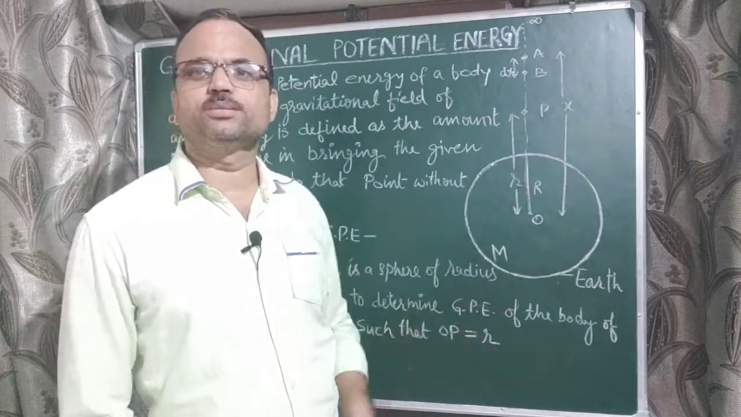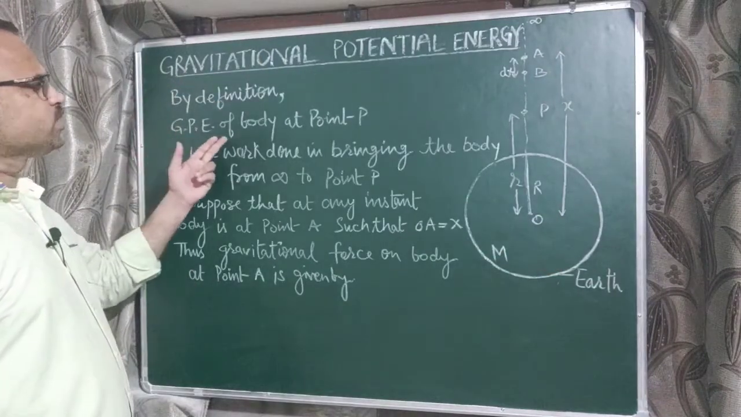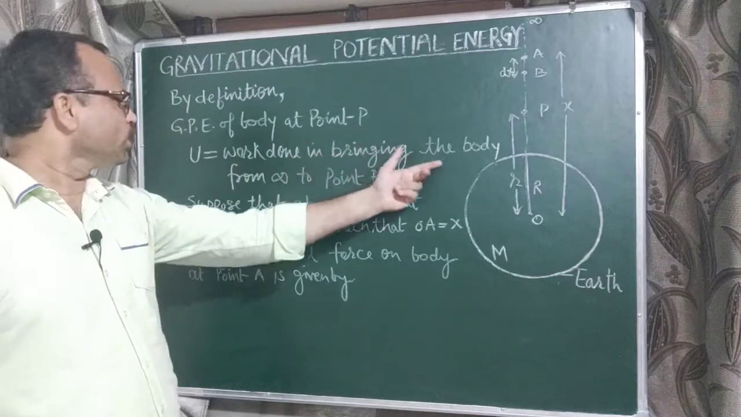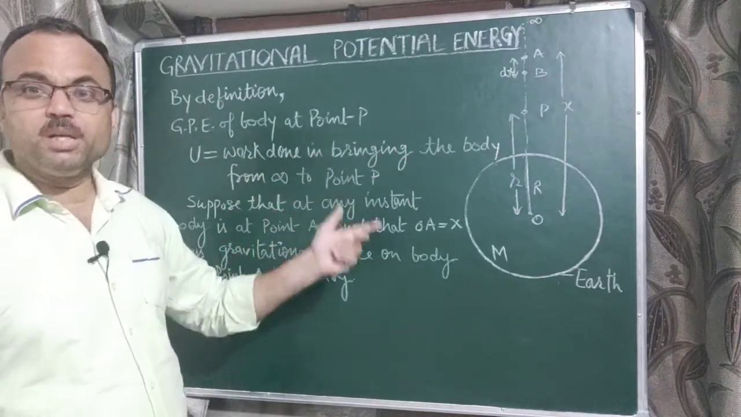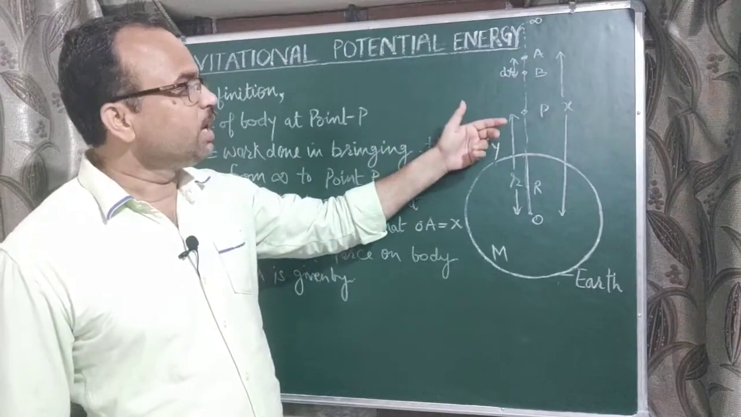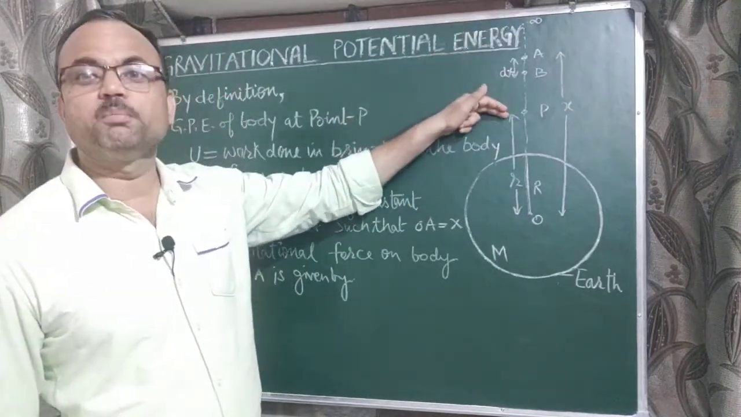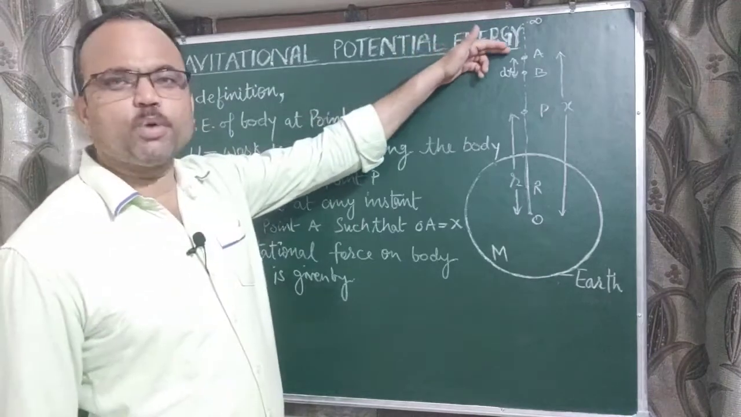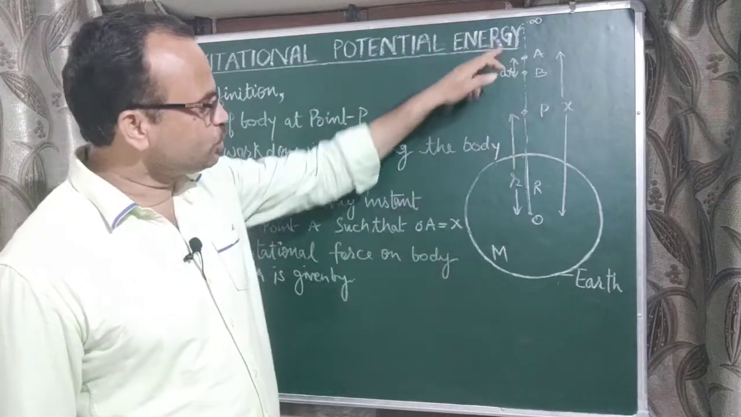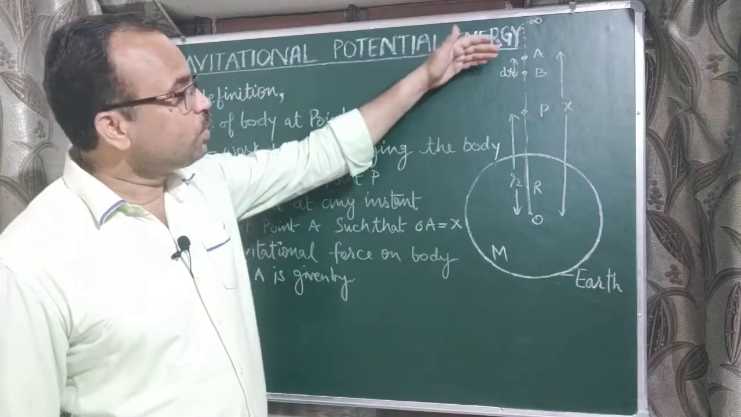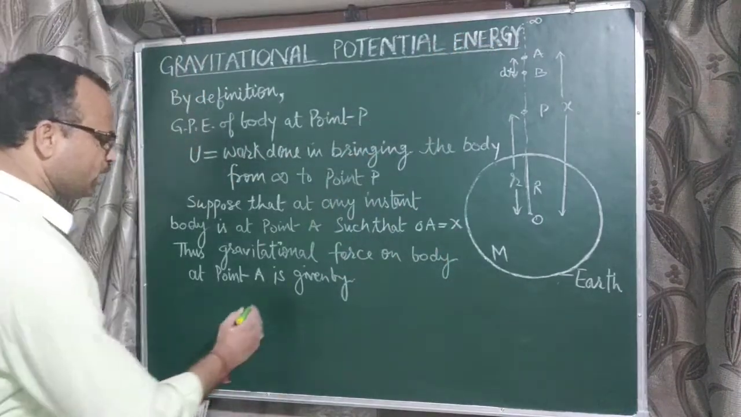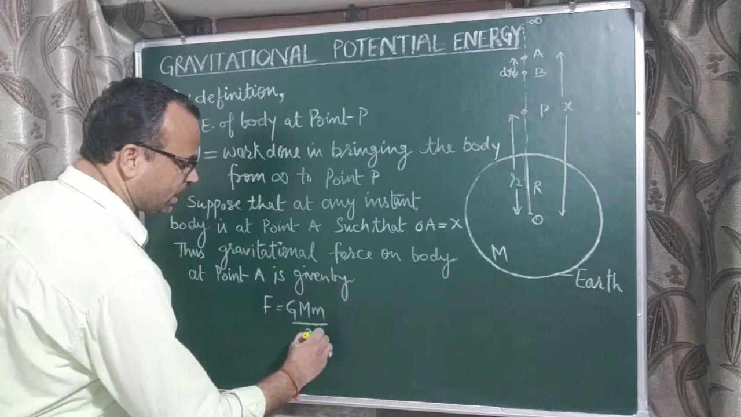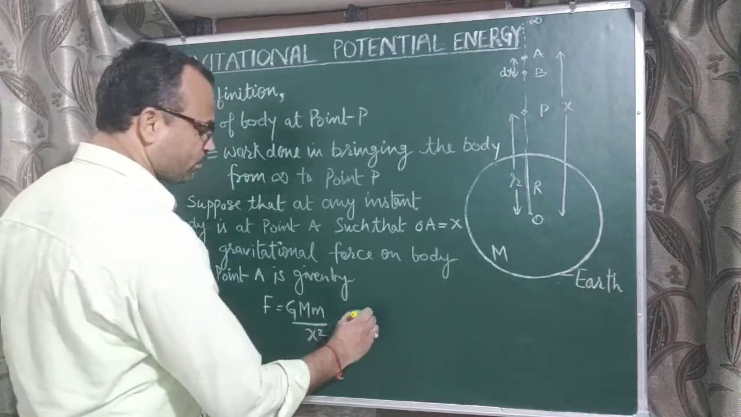F equal to GMm upon x square, because the distance of point A from the center of the Earth is x. By definition, the gravitational potential energy of the body at point P is equal to the work done in bringing the body from infinity to point P. So we have to calculate that work done. Suppose at any instant the body is at point A and OA is equal to x, then the force on the body is given by F equal to GMm upon x square. This is equation number 1.